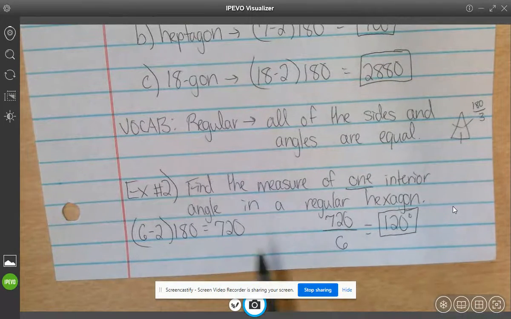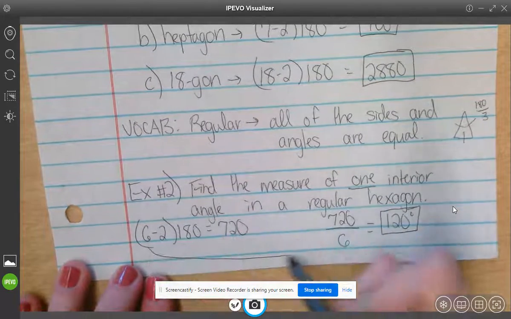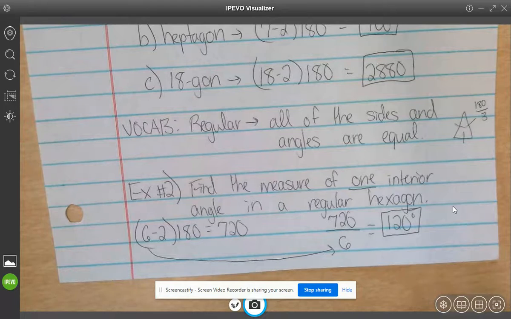Okay, so same thing as above, just don't forget to divide it by the number of sides to get your final answer.